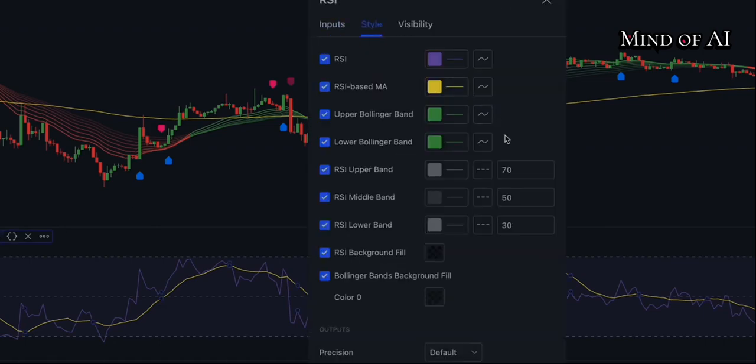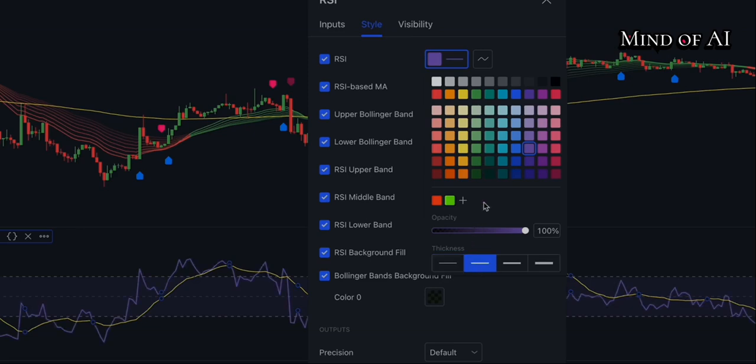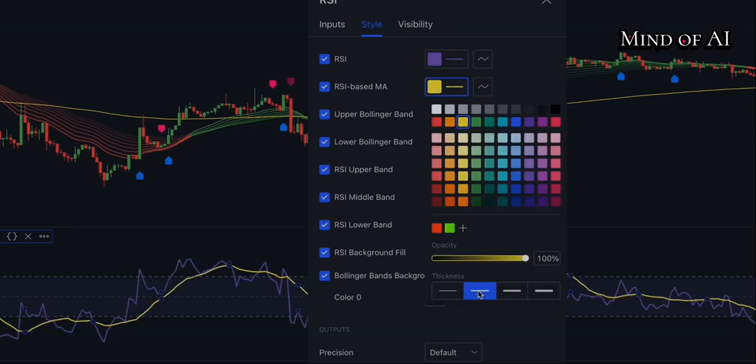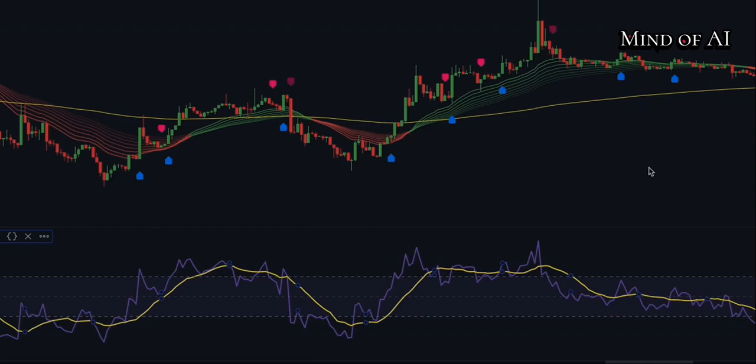So open the style of the indicator and change the RSI upper band to 60 and the RSI lower band to 40. Okay, the setup is complete. Now let's move on to the entry conditions.